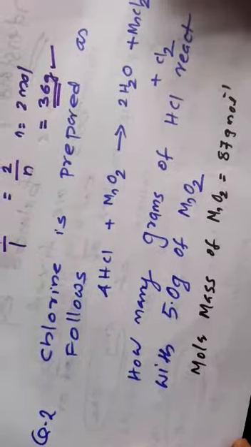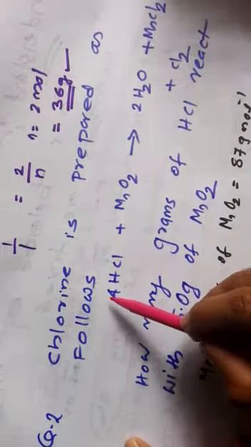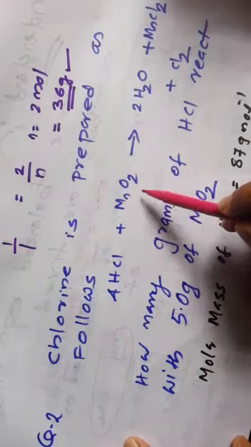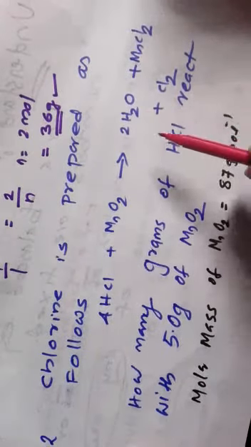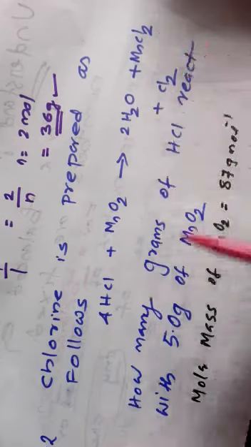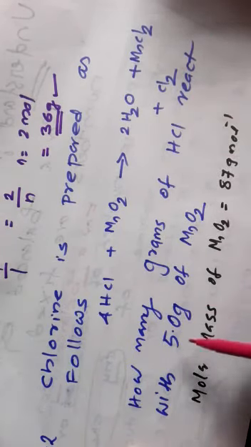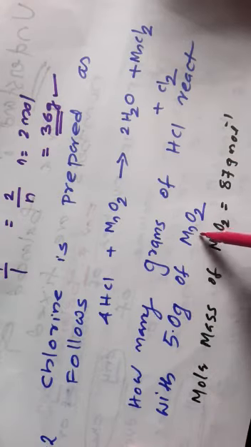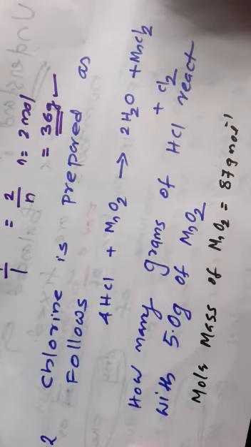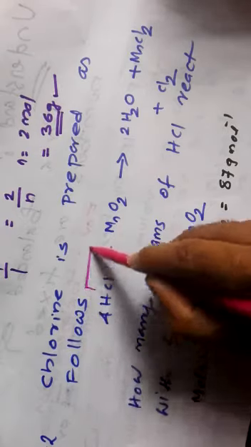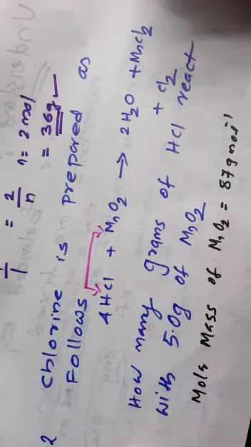This is the last question, given by NCERT. Chlorine is prepared as follows: 4HCl plus MnO2 gives 2H2O plus MnCl2 plus Cl2. How many grams of HCl react with 5 gram of MnO2? Therefore the question is about HCl and MnO2.